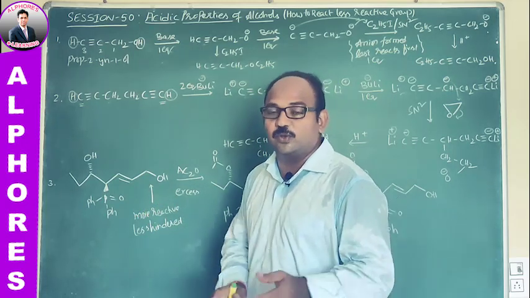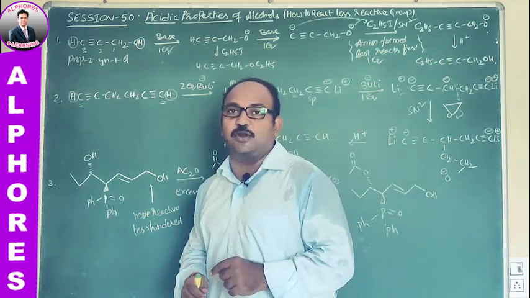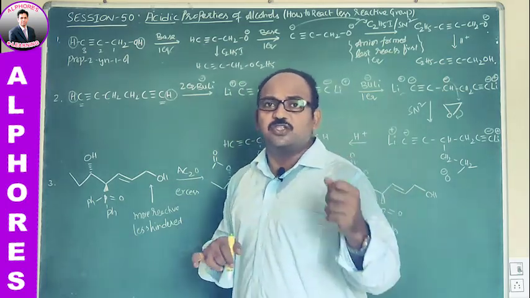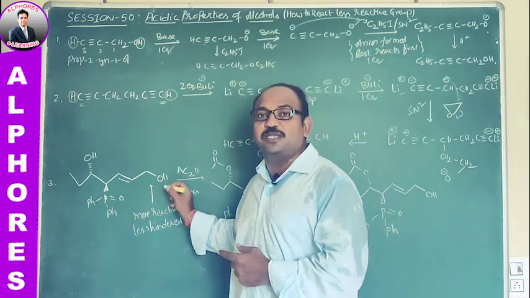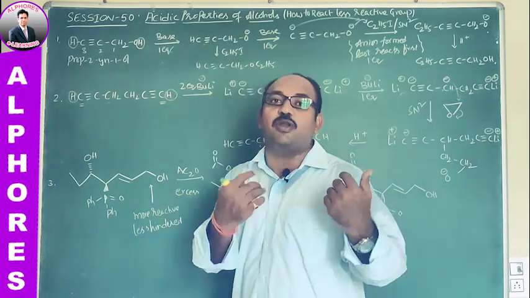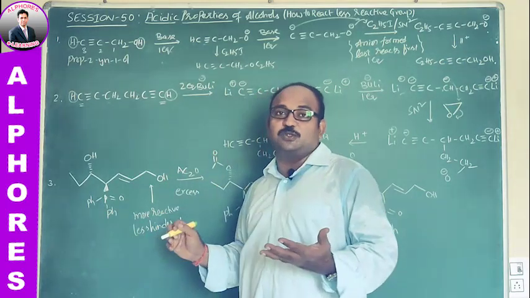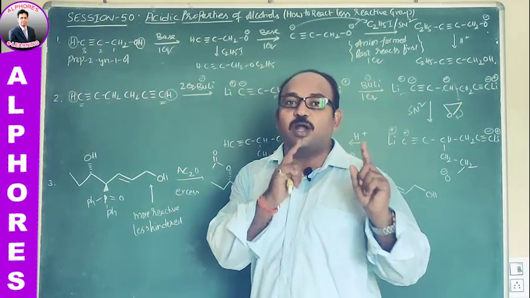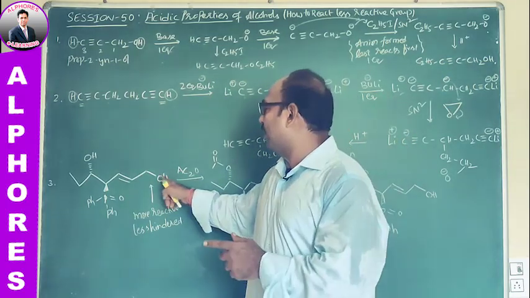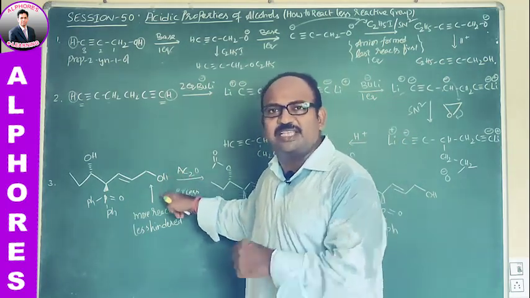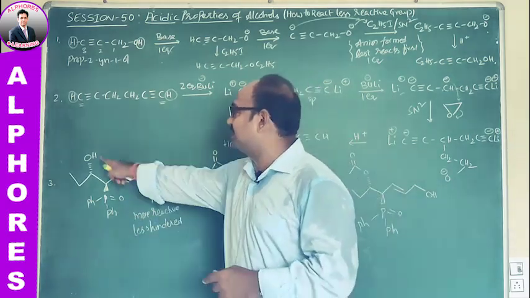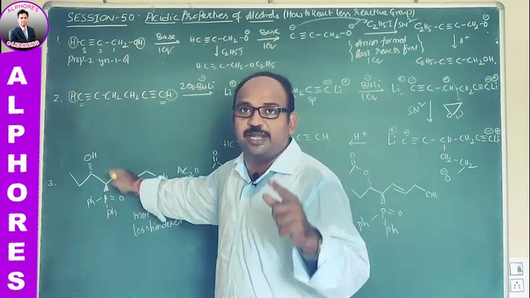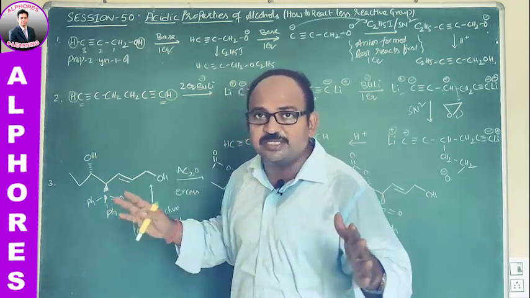If I want to prepare a monoacylation product, meaning only one OH group has to take part in the reaction, then because this OH group is less hindered, it is more reactive. Being the more reactive OH group, obviously its tendency to participate in acylation will be more. Forming the acylated product from this OH is very easy, whereas from this OH it is quite difficult because it is more hindered and less reactive.